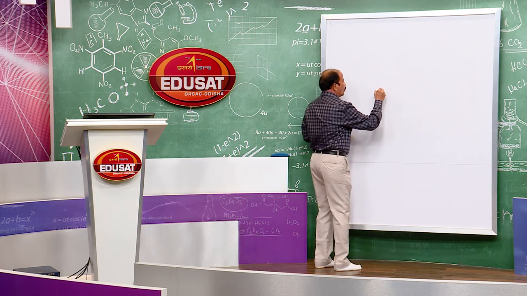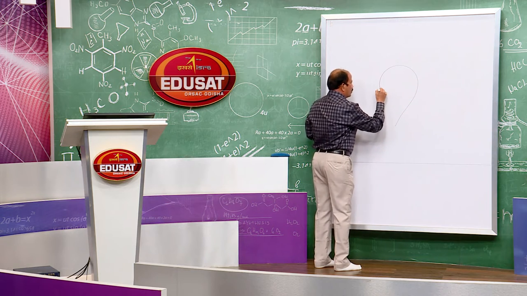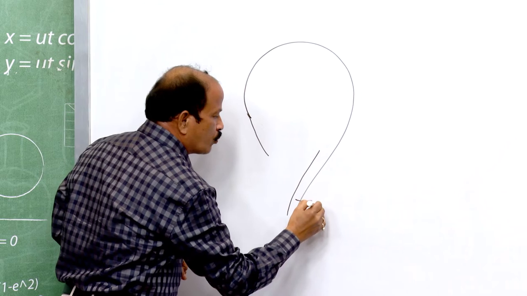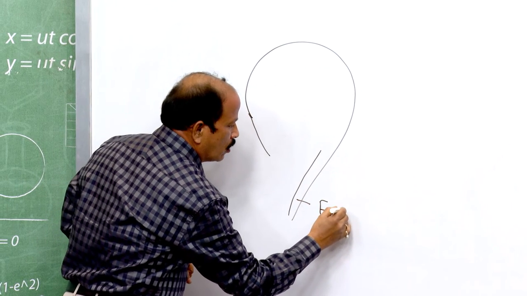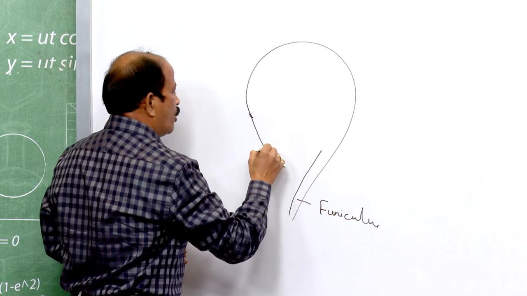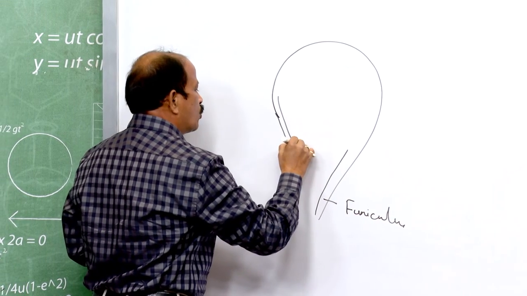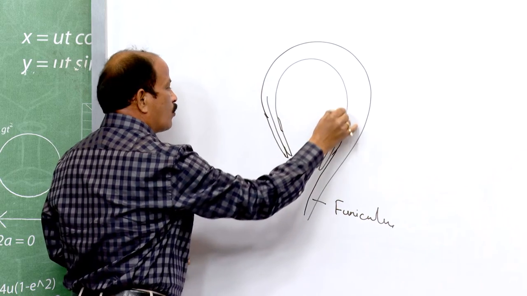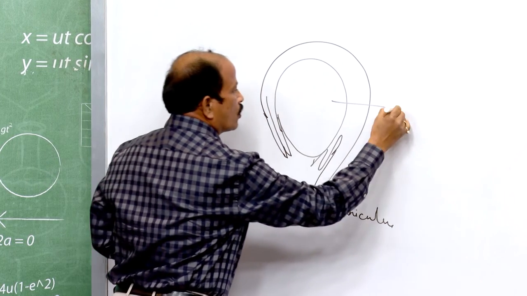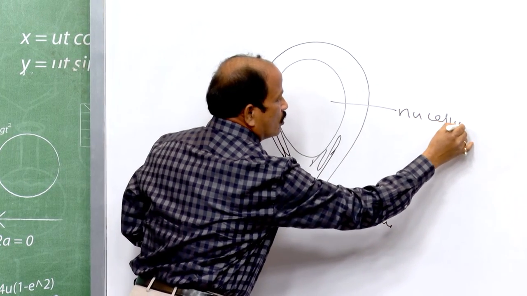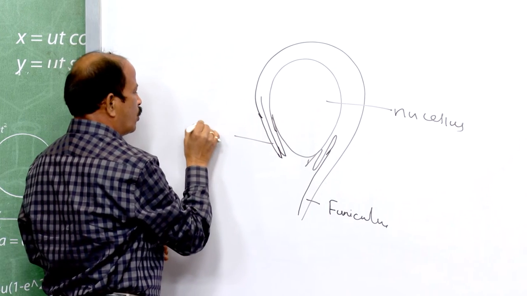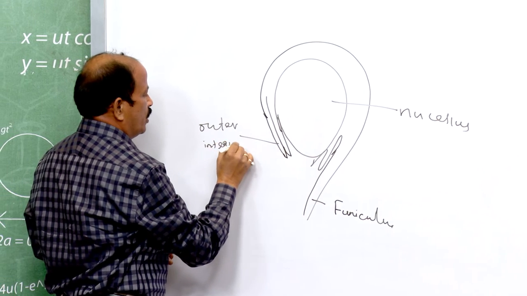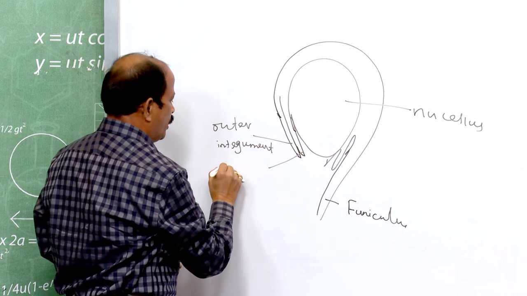The anatropous ovule is like this. It has a funiculus. The stalk of the ovule is called funiculus, and it has two integuments, outer coatings, and the central mass of cells is your nucellus. This is the nucellus, this is the outer integument, and this is the inner integument.